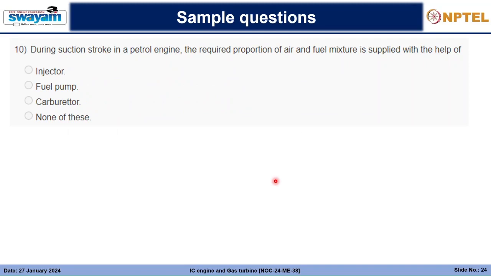And the last question: during a suction stroke in a petrol engine, the required proportion of air-fuel mixture is supplied with the help of what? I have repeated this several times in the video. Would you kindly help me select the answer? The carburetor in a petrol engine. Right, correct. This is the carburetor. So these are all the sample questions for today's session.